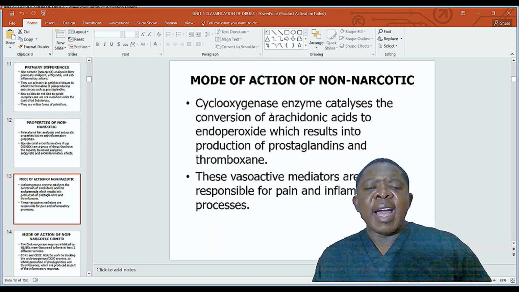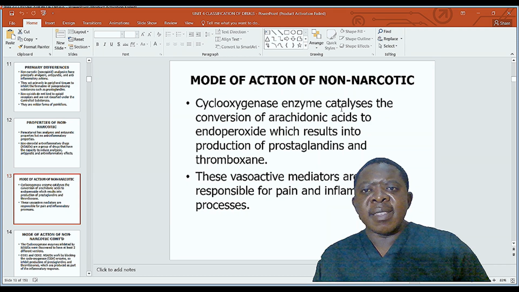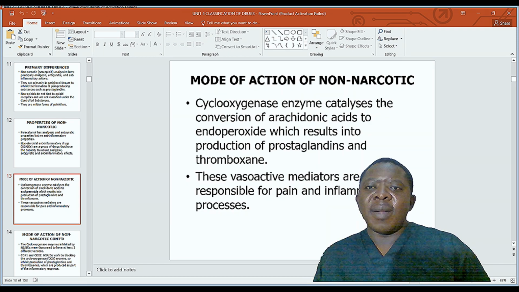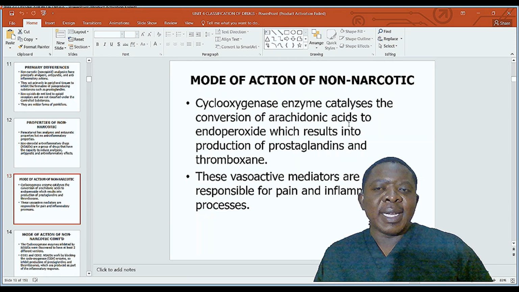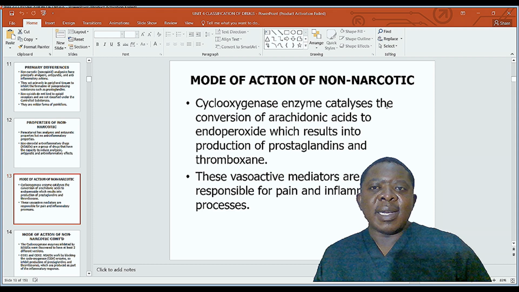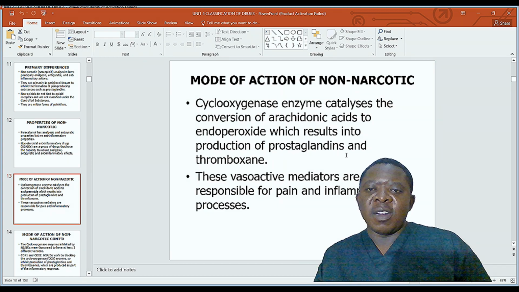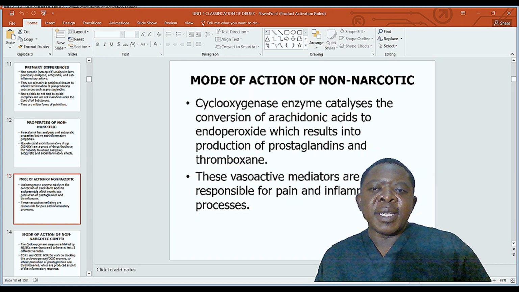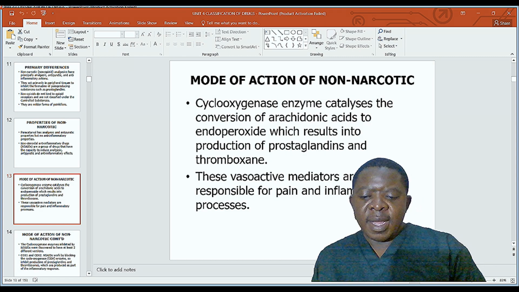After an insult or an assault to the tissue, it's cyclooxygenase enzyme that is going to catalyze, from the word catalyst, the conversion of arachidonic acid to endoperoxide, which then results in the production of prostaglandins and thromboxane. So these vasoactive mediators are responsible for pain and inflammatory processes.